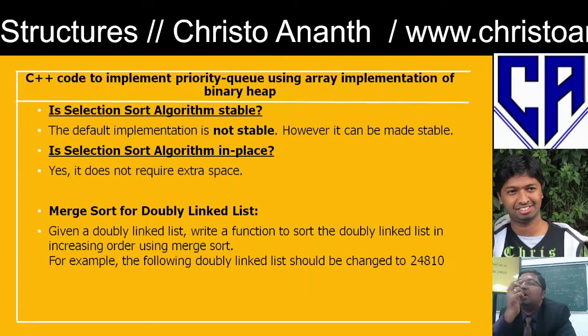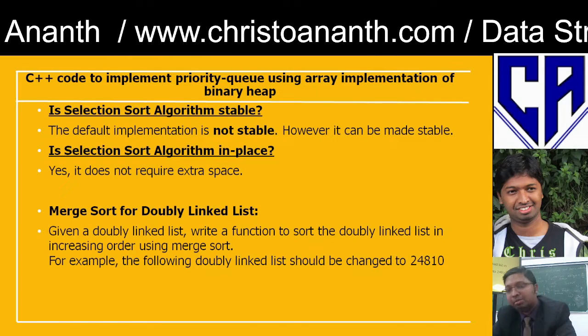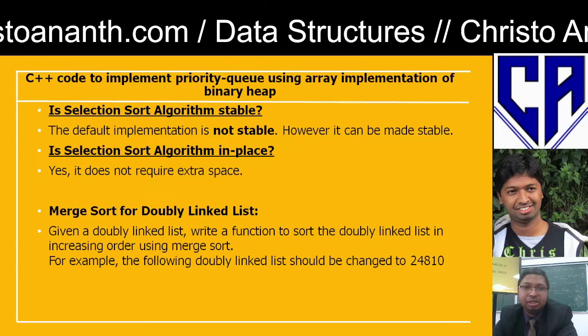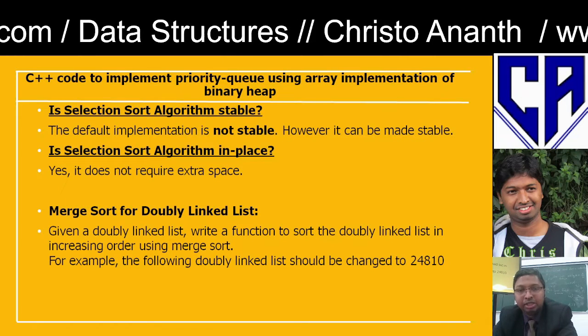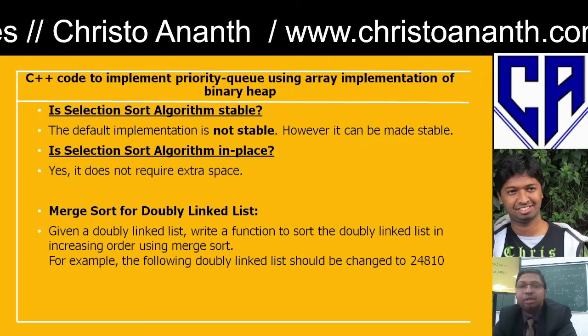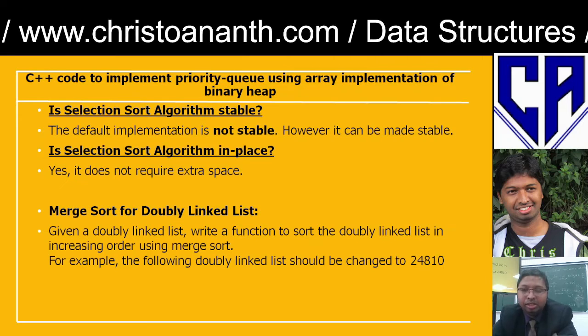So same thing, we'll have a temporary variable in order to swap the two values. Right. So this is normally a question: is the selection sort algorithm stable? No, it is not stable, but definitely it can be made stable. And is it in place? Yes, of course, it is in place because it does not require extra space. Okay, just for comparison only, we need that space.